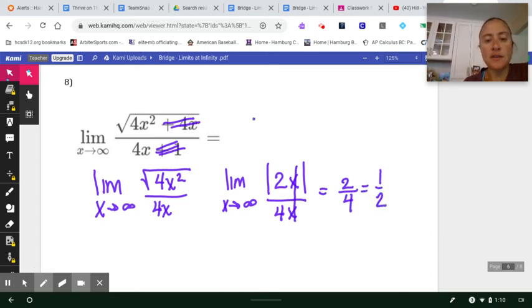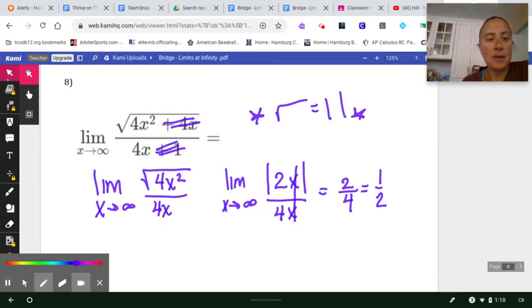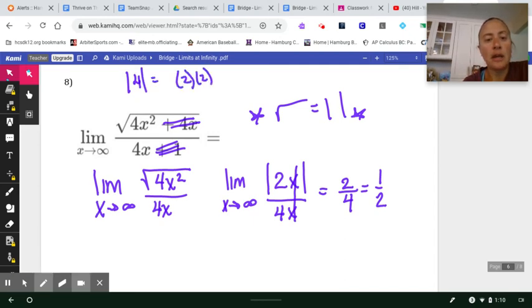Okay, so I think this is worth, again, starring, highlighting. When you take that square root, we have to make sure we take the absolute value of it. And if you're wondering why, I just want to be clear. 2 times 2 is 4, and -2 times -2 is 4. So that's why we're saying the absolute value.